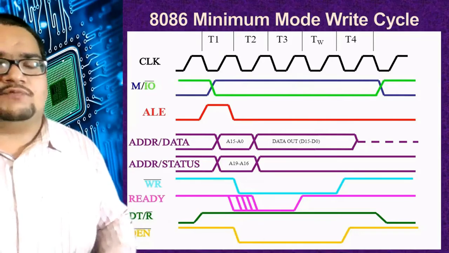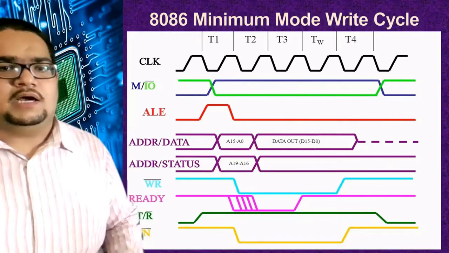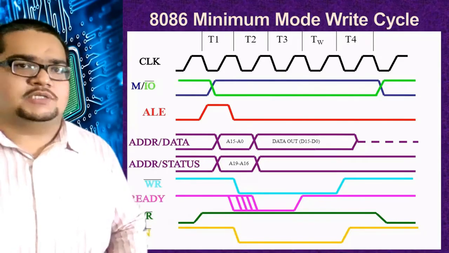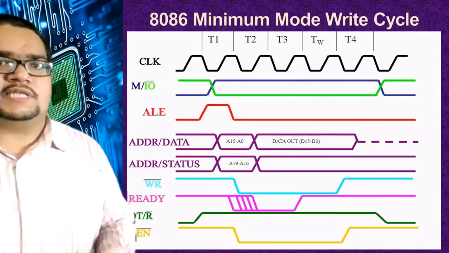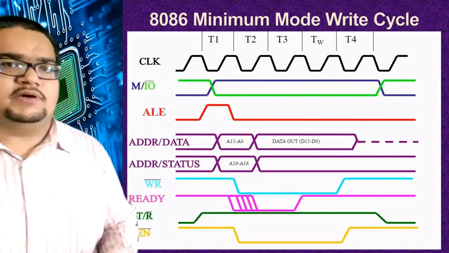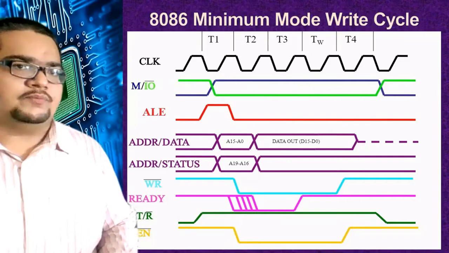Once you understand any one of the timing diagrams, all the other timing diagrams will be easily understood, because they follow the same particular machine cycle: T1, T2, T3, TW and T4.